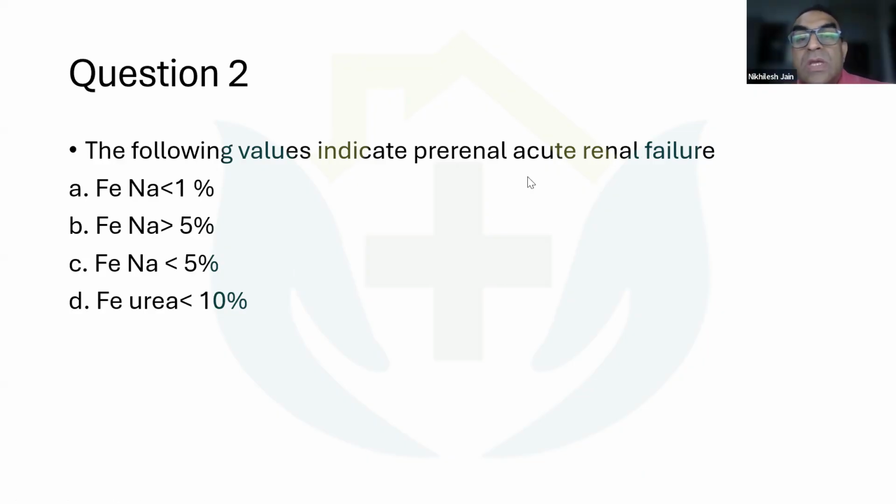Answers. This is again simple. This everyone has got it correct. And if I were to discuss fractional excretion of urea, then what would have been the variable that would have been discussed? We would have discussed something about diuretics. Last time we did it in one of the sessions.